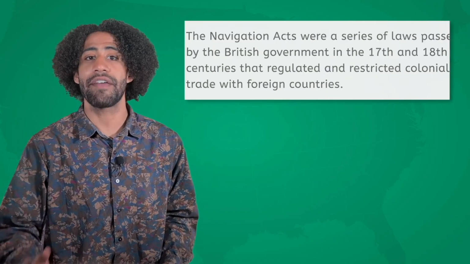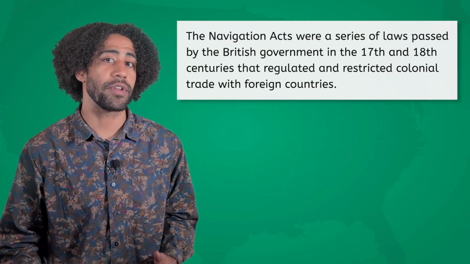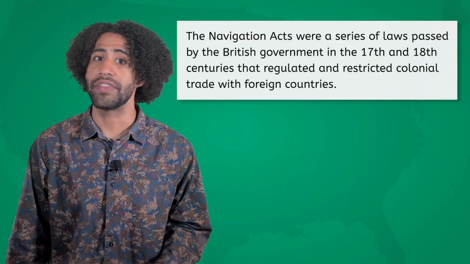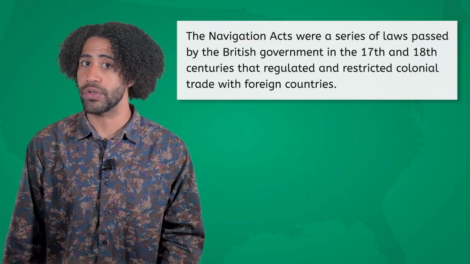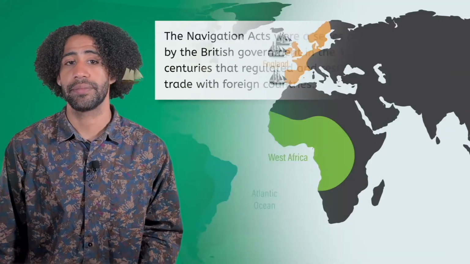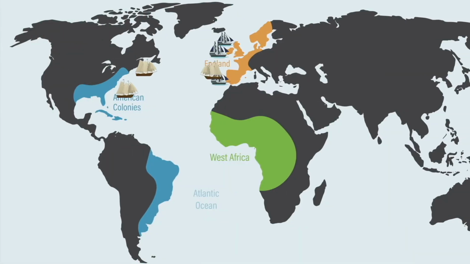Remember, England colonized America to increase their control of the world's wealth. They passed a number of protectionist policies known as the Navigation Acts to maximize profitability within the colonies. The Navigation Acts were a series of laws passed by the British government in the 17th and 18th centuries that regulated and restricted colonial trade with foreign countries. Let's look at how it worked.